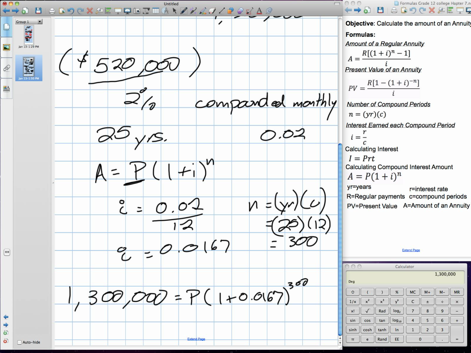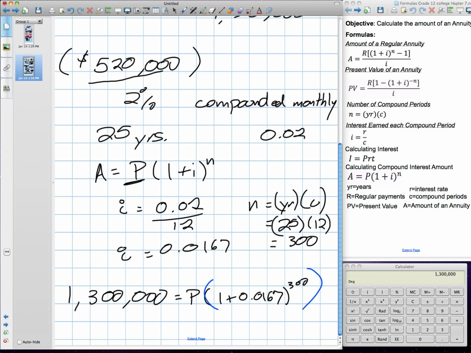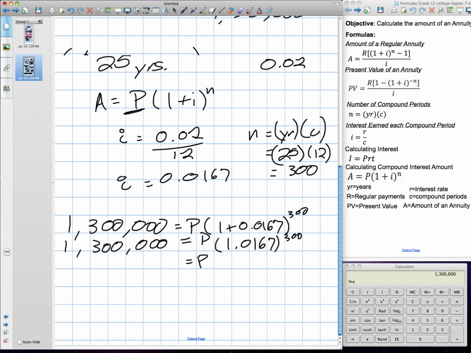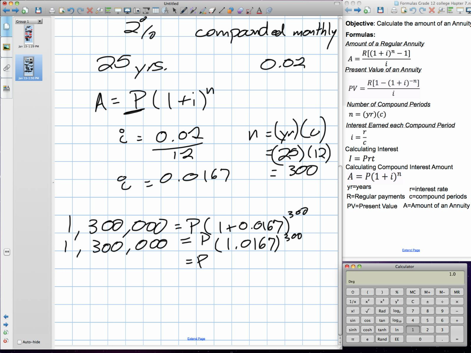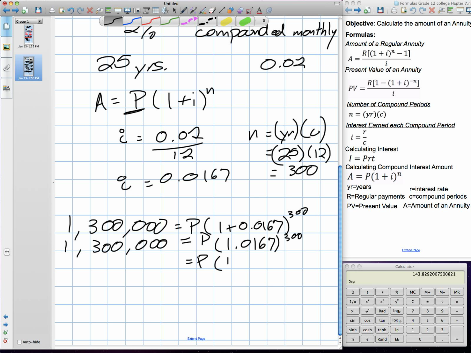Okay. This time what I'm going to do is equate this on this side and then divide by that number, just so you guys can see it. 1.3 million is equal to P. Now this is 1.0167 to the power of 300. Okay, so we're going to plug this in. That number becomes 1.0167 to the power of 300.